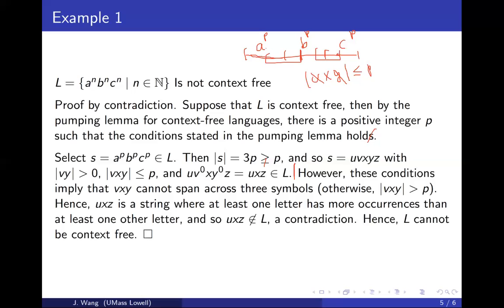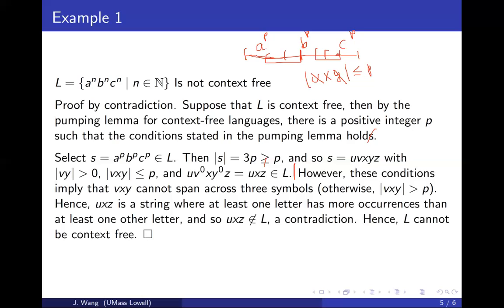So of course, a contradiction. This means that UXZ is a string where at least one letter has more occurrences than at least one other letter. Depending on where this portion is, sometimes it may be more than the other two letters, but it cannot contain all three letters at the same time. So VXY cannot contain three letters.